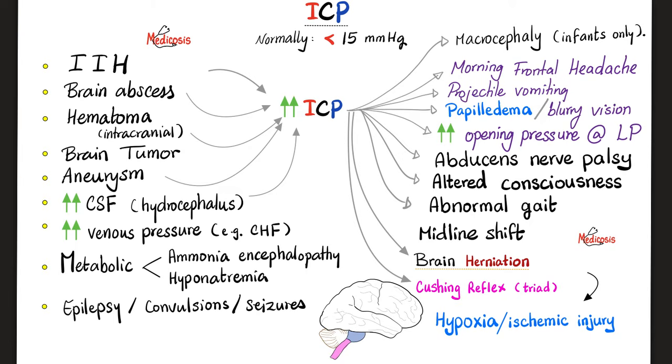Altered consciousness, abnormal gait, midline shift on neuroimaging, brain herniation can happen, and if the increased intracranial pressure pressed on the brainstem, I will get the Cushing triad or the Cushing reflex, which is a triad of hypertension, bradycardia, and irregular breathing. Increased intracranial pressure can also lead to hypoxic or ischemic injury, especially if there is herniation.